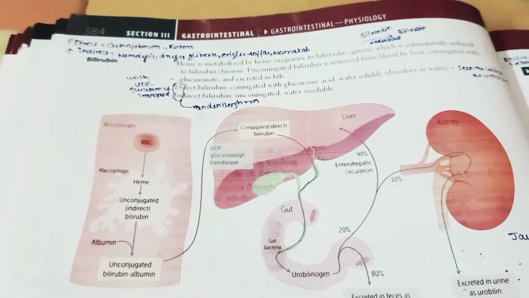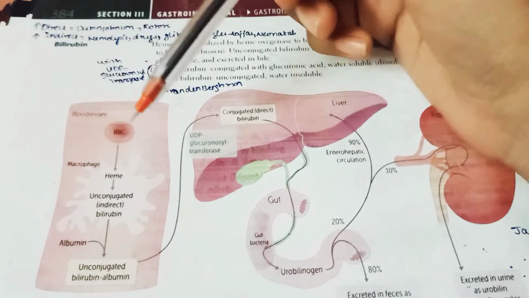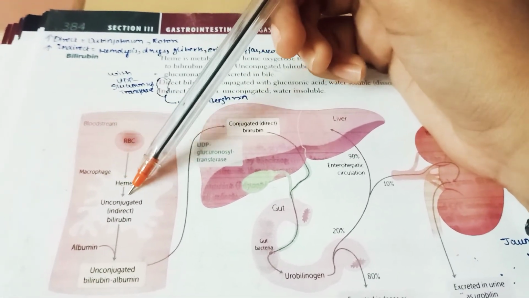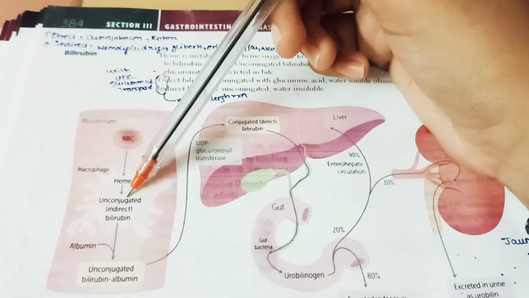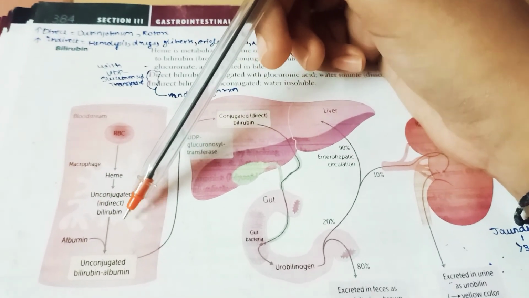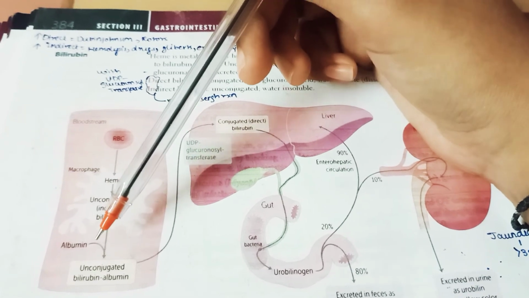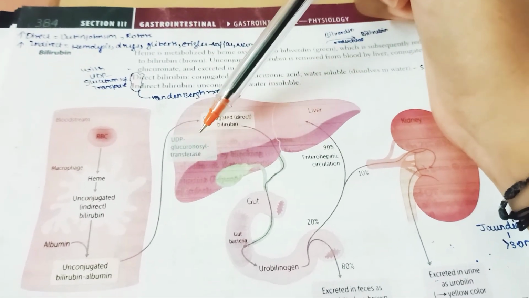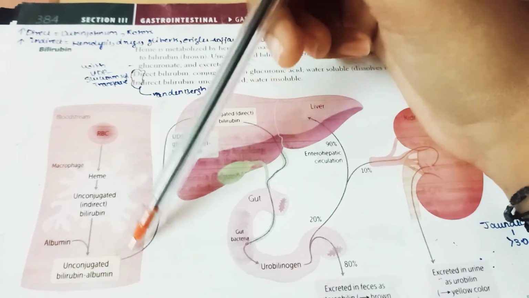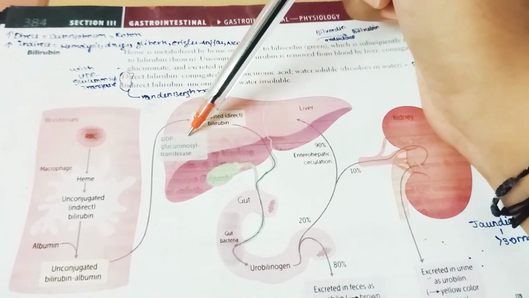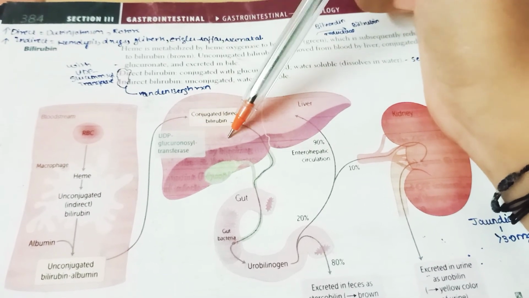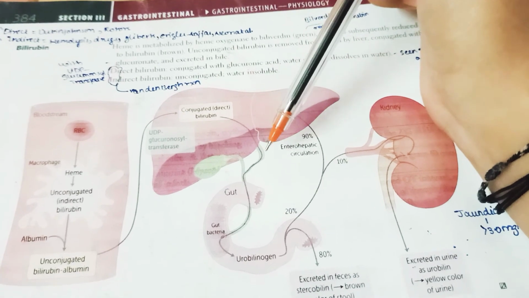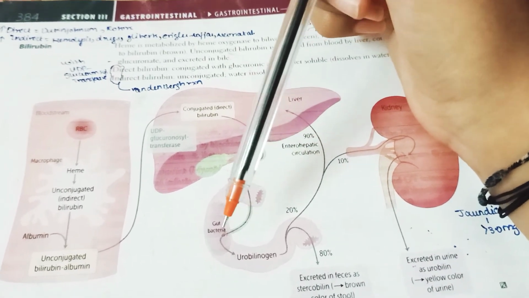Now let us try to understand bilirubin. The RBC undergoes lysis by macrophages and converts into heme. And this heme becomes unconjugated or indirect bilirubin. When it is attached to albumin, it goes to the liver. Before going into the liver, this unconjugated bilirubin, in the presence of UDP glucuronosyltransferase, which is present in the liver, is converted into conjugated bilirubin, and this conjugated bilirubin comes to the gut.